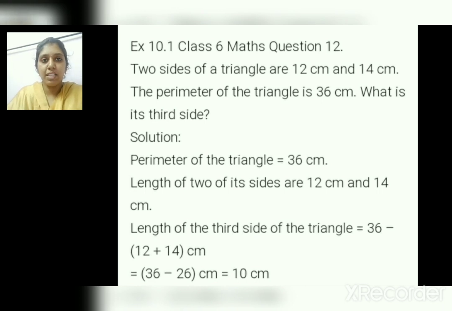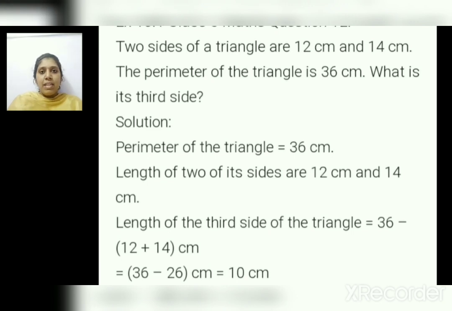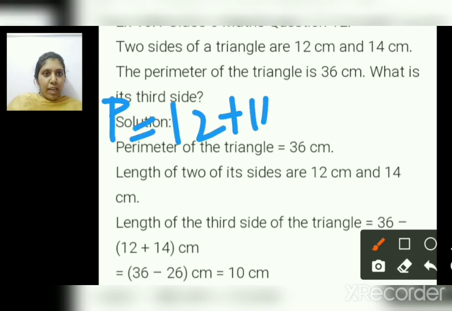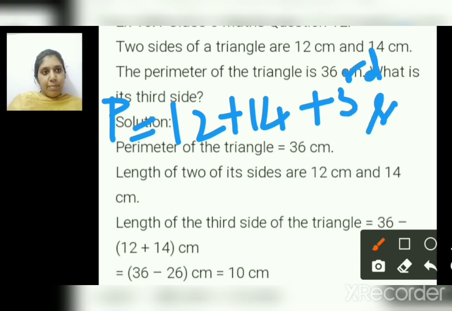So, solution: the perimeter is given and the lengths of two sides are given. We will see how to find the length of the third side. Now, how can we find the perimeter? The perimeter will be equal to the two given sides, 12 plus 14, plus the third side.